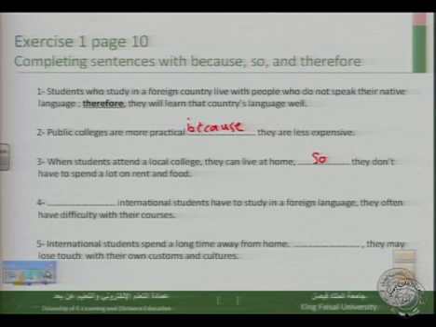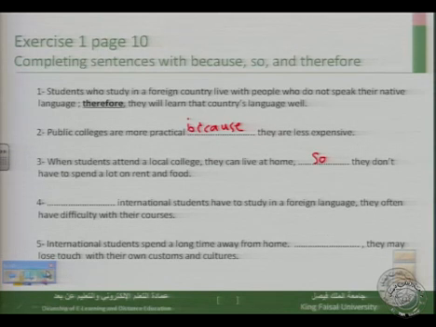We move to sentence number 4. We have the blank coming at the beginning, and it says: blank, international students have to study in a foreign language, comma, they often have difficulty with their courses. So here we have to look at the relationship between the two sentences. Is it cause and reason, or effect and result?